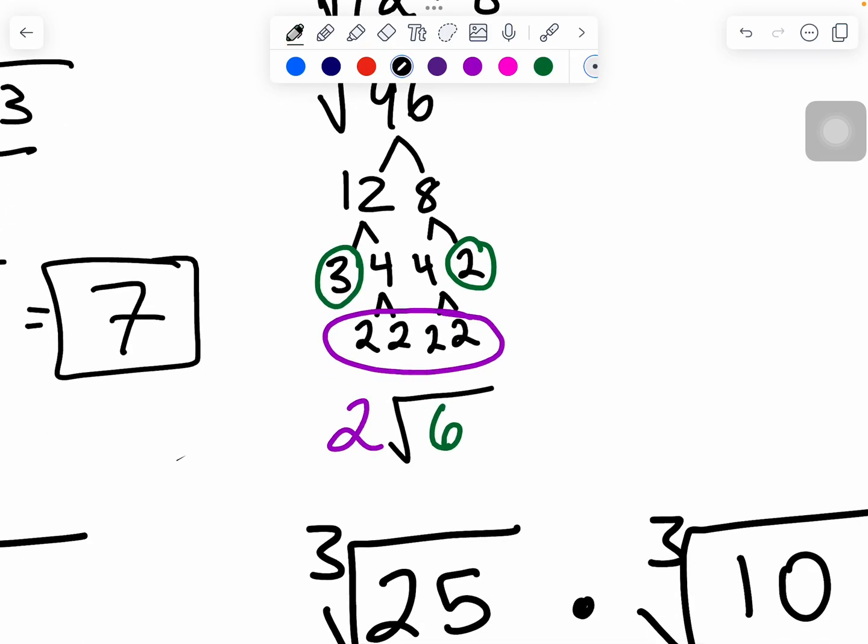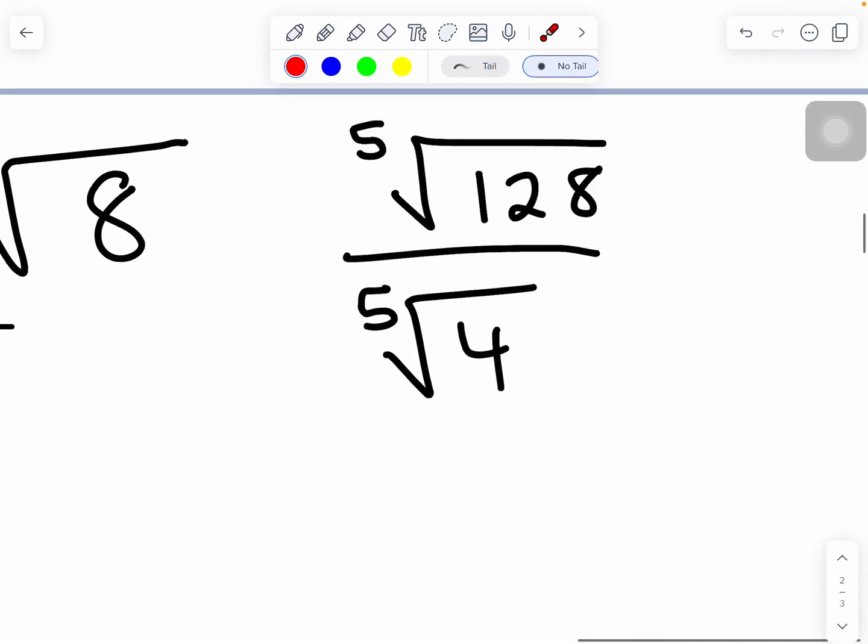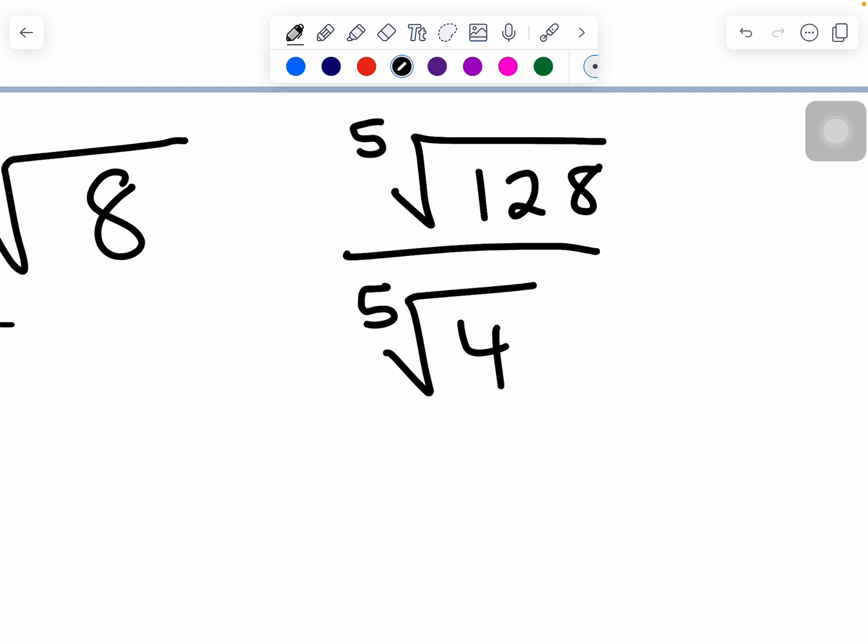Okay, now if you leave it as the fourth root of 96, you're not wrong, but you don't get full credit, at least in Miss Hester's class. You have to break that down from there. Okay, so that's that.